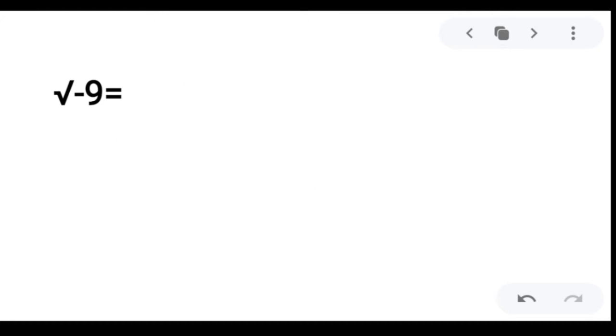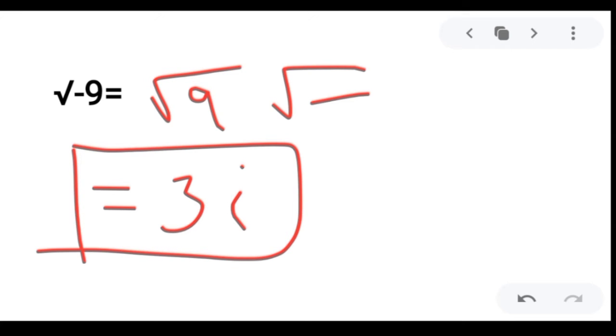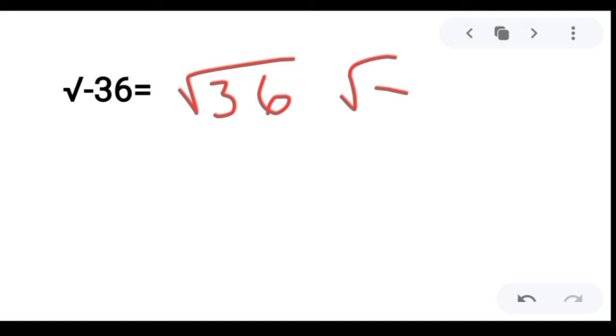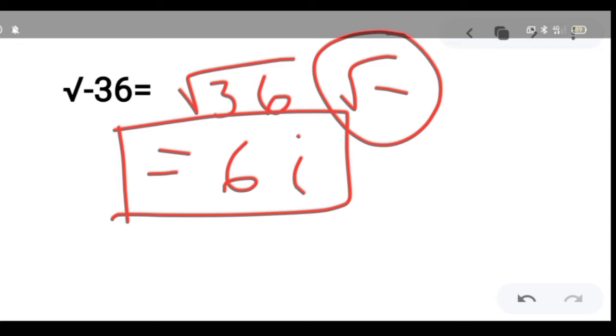The other given is negative 9. Perfect square ang 9, so 9, square root of negative. 3 times 3 is 9, so 3i. Ang sagot 3i. Square root of negative 9 is 3i. Square root of negative 36 naman, perfect square, so 36. Square root of negative is i. 6 times 6 is 36, so 6i. The answer is 6i. Dahil ang square root of negative is i.